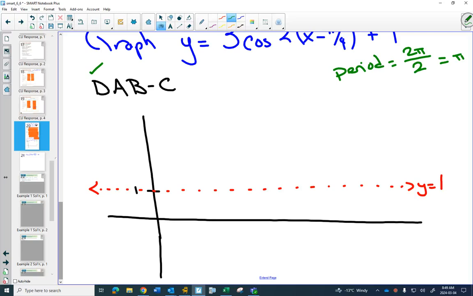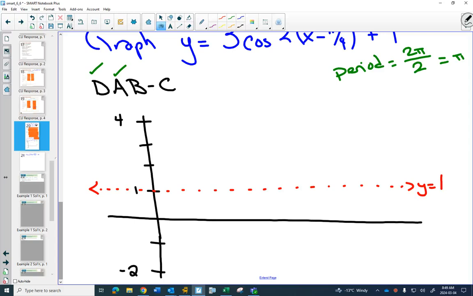So we now know, since the amplitude is 3, we're going to have to go up 3 and have a maximum of 4. And we're going to have to go down 3 and have a minimum of -2. So the amplitude is just there so that you can draw your maximum and minimum. So I now have my maximum and minimum labeled.